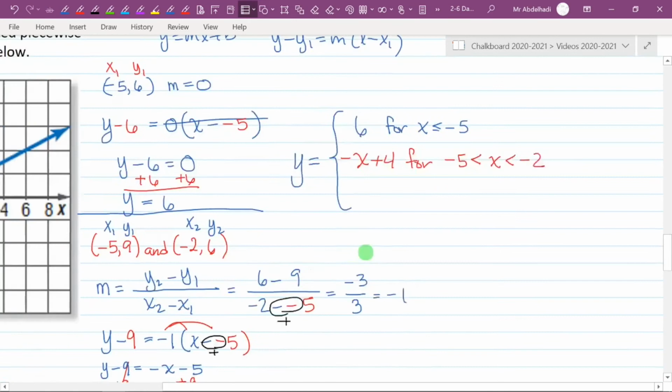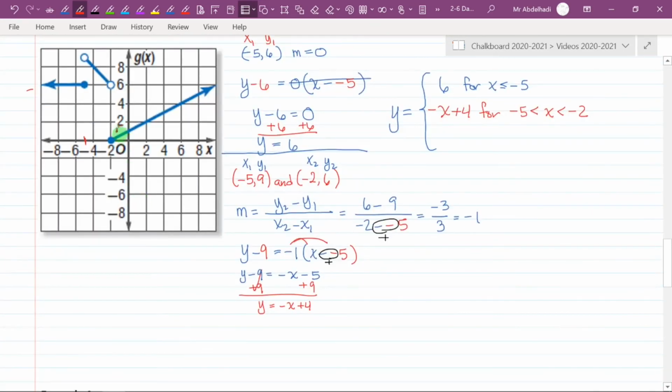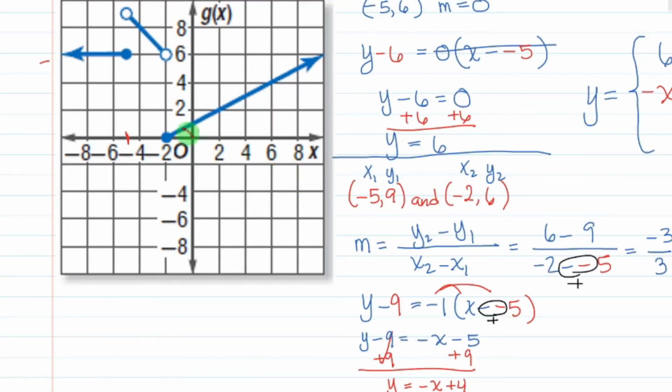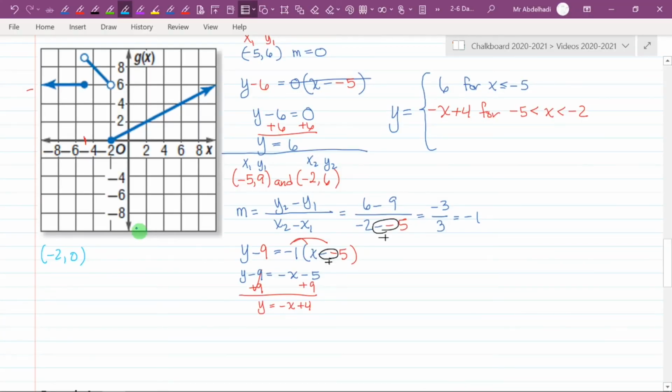All right, we have one more piece to do here, and that is, what's the equation of this ray right here? So we have a ray, we have a line segment, now we have another ray. Well, for this ray, we have a point. It looks like -2 comma 0. And do we have a slope? We don't have the slope explicitly given to us, but we can count the rise and run on the graph. That's what we can do. So let me zoom in on the graph a little bit.